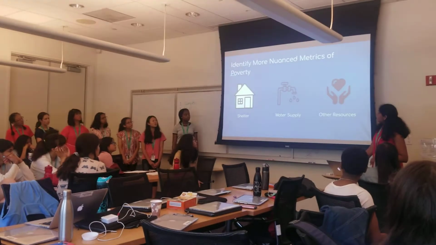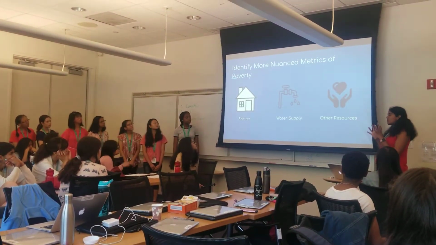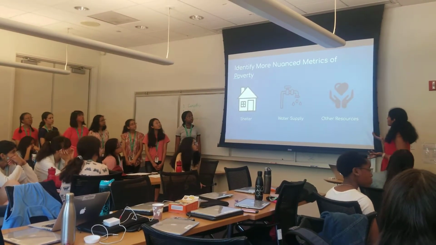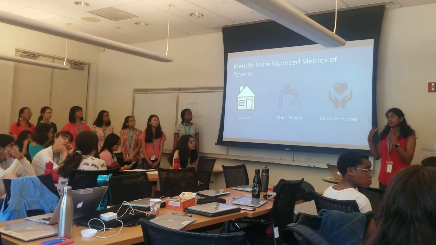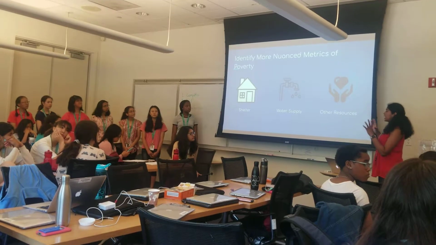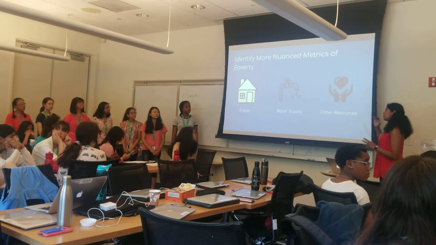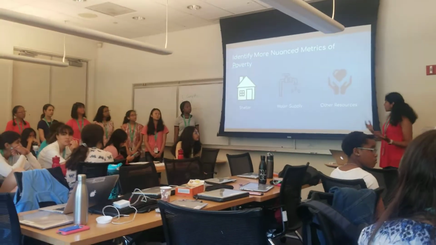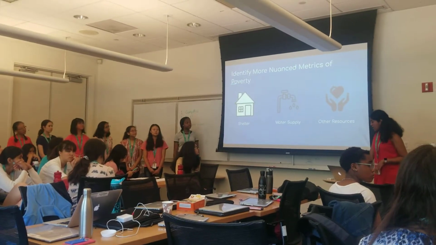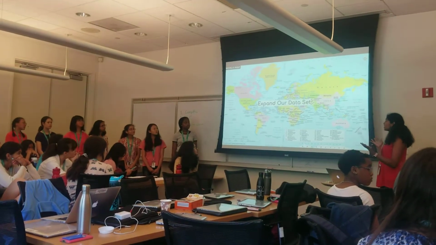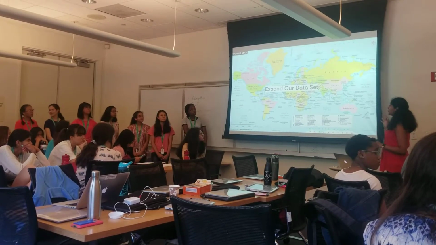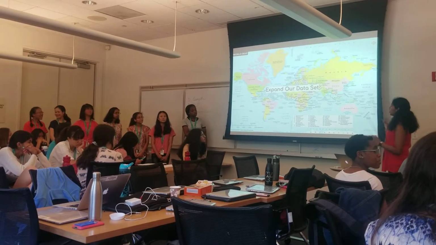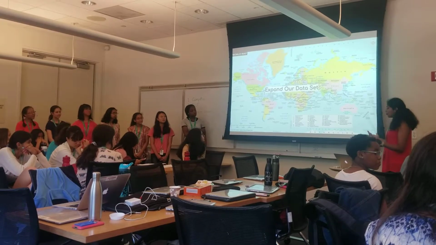Another thing that we can do is make sure that our model is able to identify more nuanced metrics of poverty. So we can make sure that it's able to detect whether an area needs specific types of resources like shelter or water supply or other resources. We also believe that we can expand our data set and take images from across the world to determine whether there's poverty or not, not just in Uganda, but worldwide.